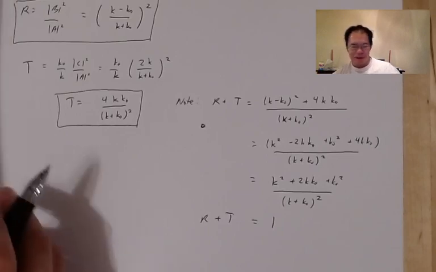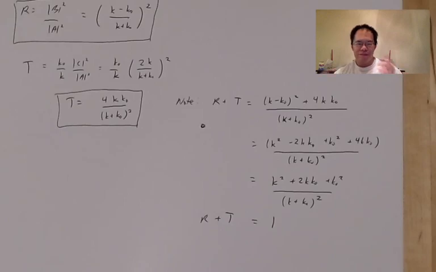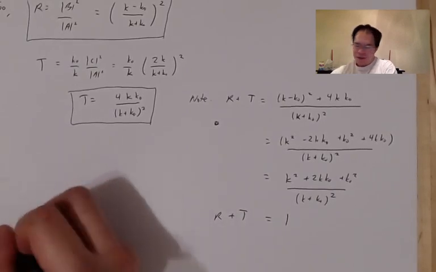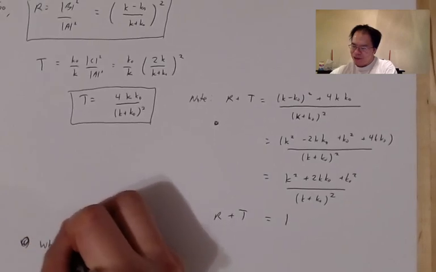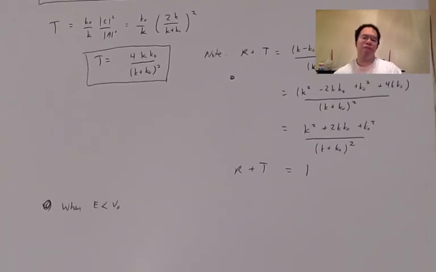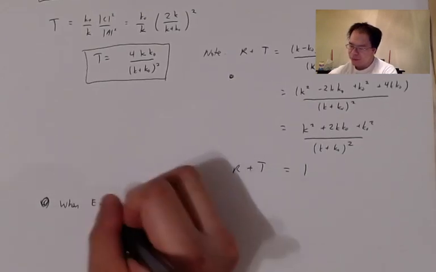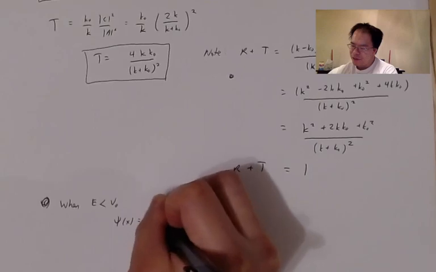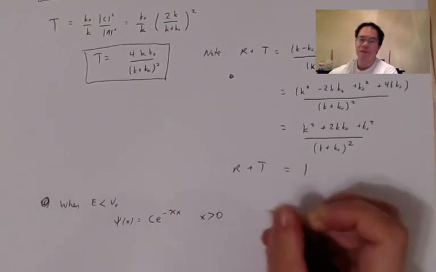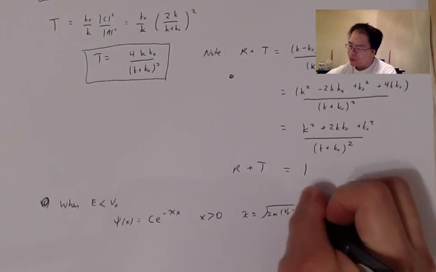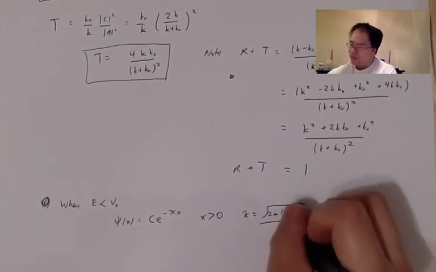We solved this problem for E greater than V naught. Let's turn our attention to when E is less than V naught. And as we talked about in class, the main thing that changes is the form of the wave function for x greater than 0. We get psi of x equals, this time, c e to the minus kappa x for x greater than 0, and my kappa we defined as root 2m times V naught minus E, over h bar.